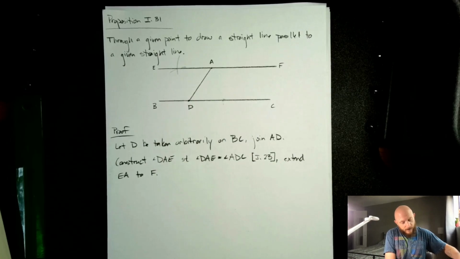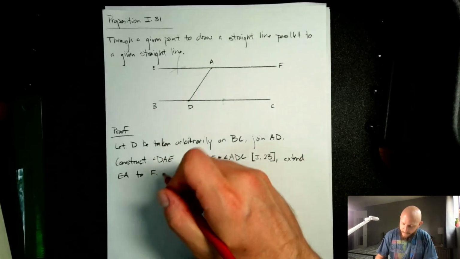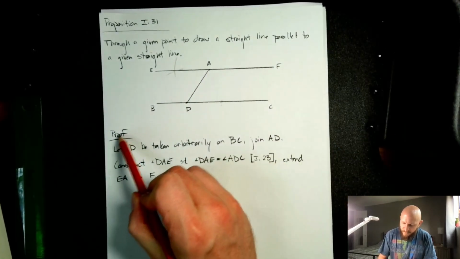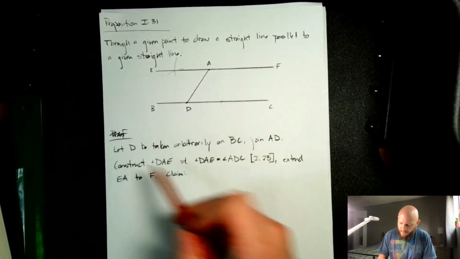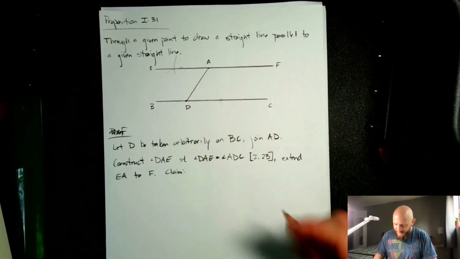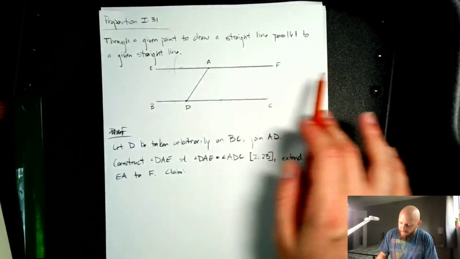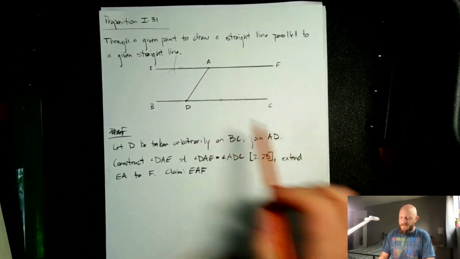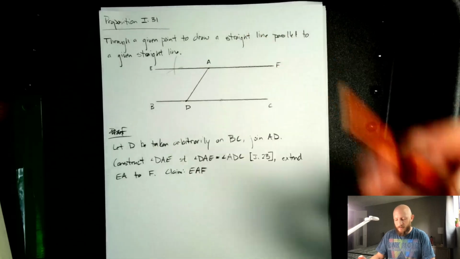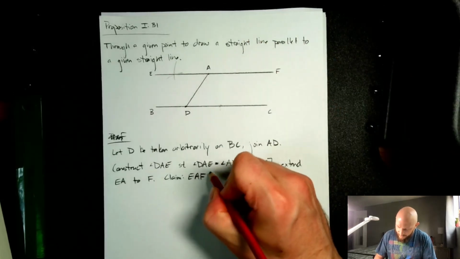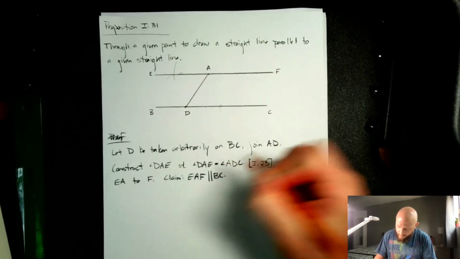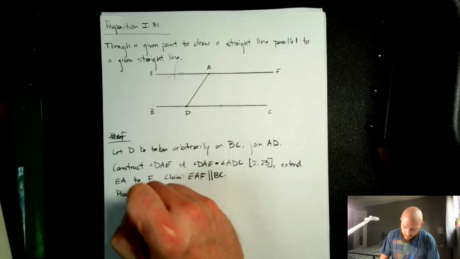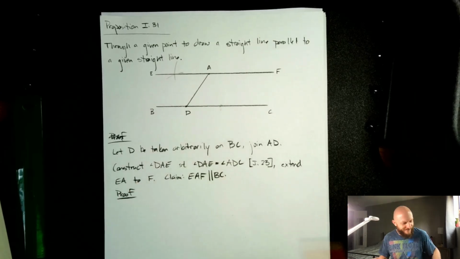And then the claim, which we need to prove. Maybe I shouldn't have said proof quite yet. I'm still constructing things. The claim is that EAF, which I'll write to indicate that it's passing through the point A, because that was part of the requirement, is parallel to BC. And now let's prove that.